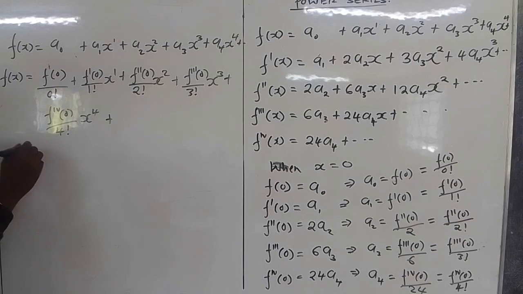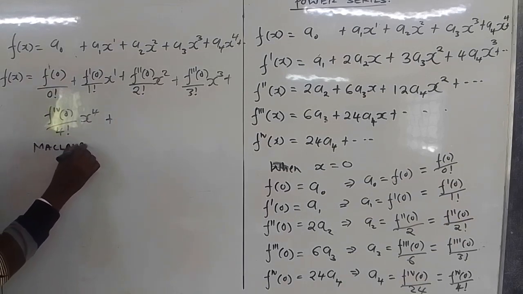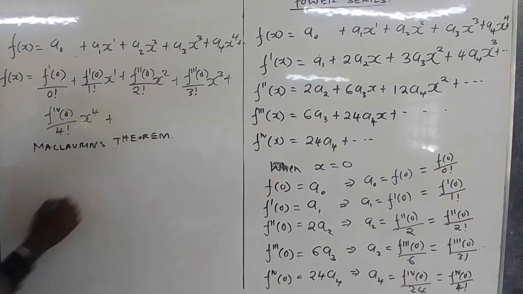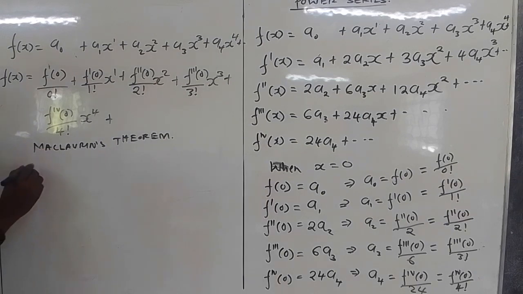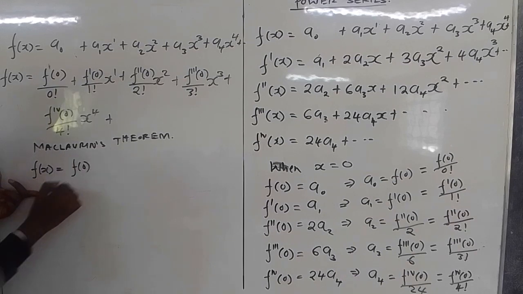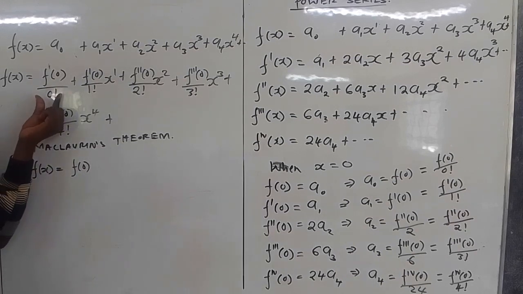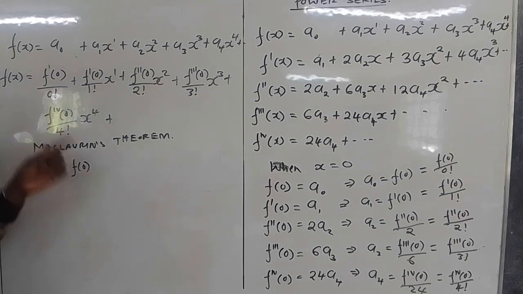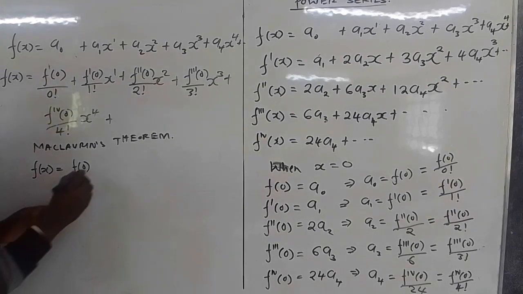So from the Maclaurin's theorem, this is what we refer to as the Maclaurin's series. When you want to expand a function f of x, you start with f of 0. Remember 0 factorial is 1, so that is just f of 0. So when you want to expand f of x, you start with f of 0, then plus.